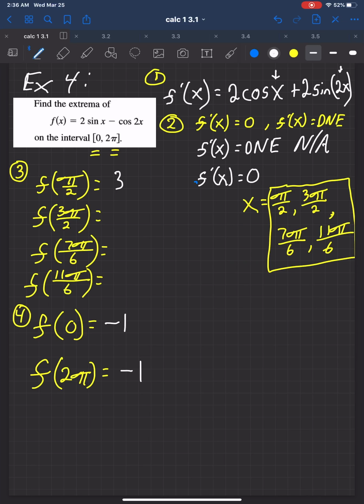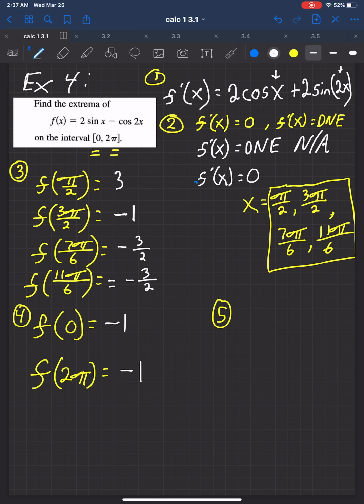let's see what else we got. 7 pi over 6 is -3 halves. 11 pi over 6 is -3 halves. And then my 3 pi over 2 should be -1. Okay, bear with me. Let's do some uncomfortable silence for just a second. Okay, I just want to, before I do step 5, make sure I didn't do anything silly.